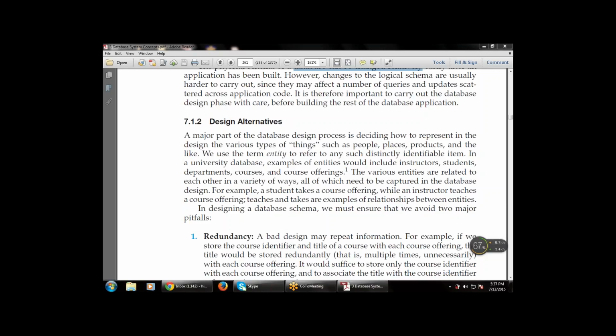Now, in designing a database schema, we must ensure to avoid two major pitfalls, or we can say the two major limitations. What are the limitations? First is redundancy. There should be no redundancy in the database design or the database schema.